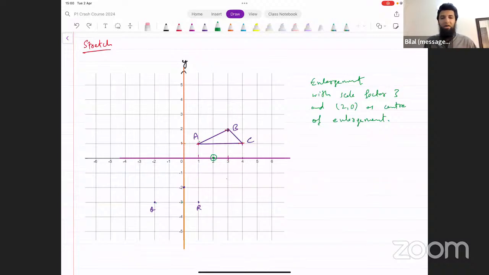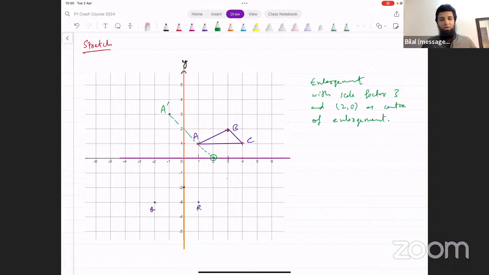So what would the enlarged diagram look like? This point A would go like this. This is one box diagonally. This is going to go 2, 3 boxes here. This is A dash.